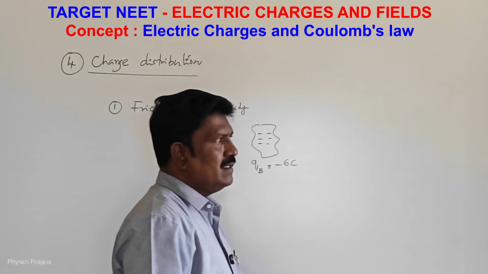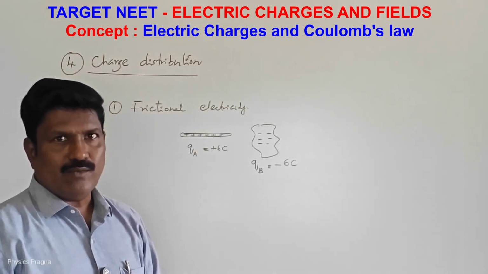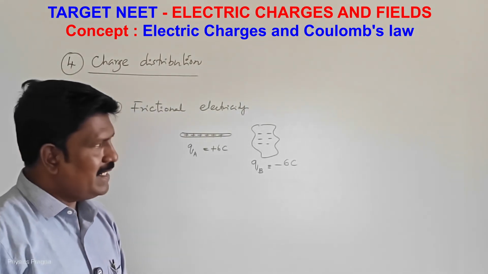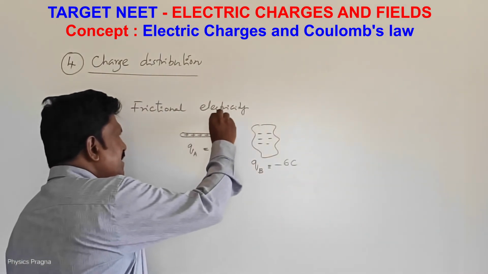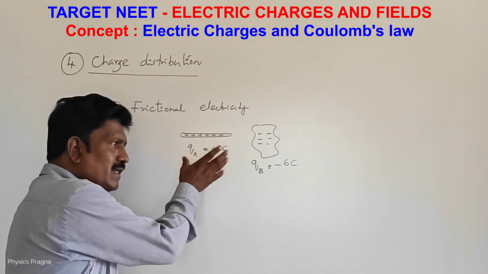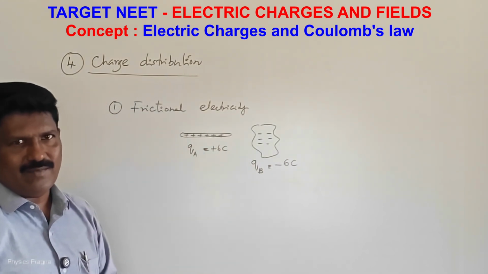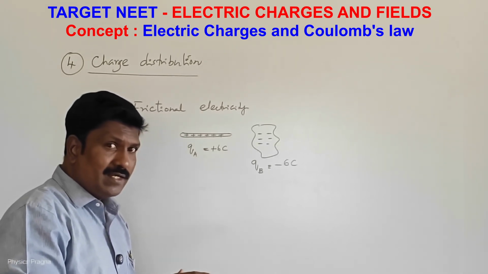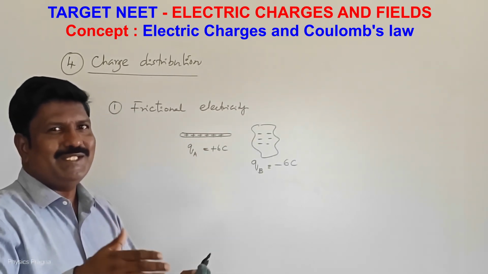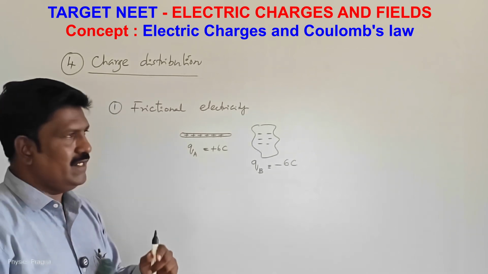See, one thing: when I am talking about production of charge, don't misunderstand, we cannot produce charge. Charges are not produced. These electrons are transferred here. That's why we are seeing positive charge on this body and negative charge on the other body. They are not newly created. The electrons can be redistributed so that we can get positive charge and negative charge.